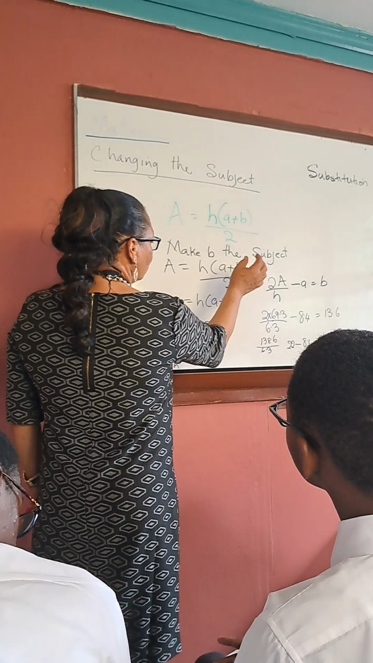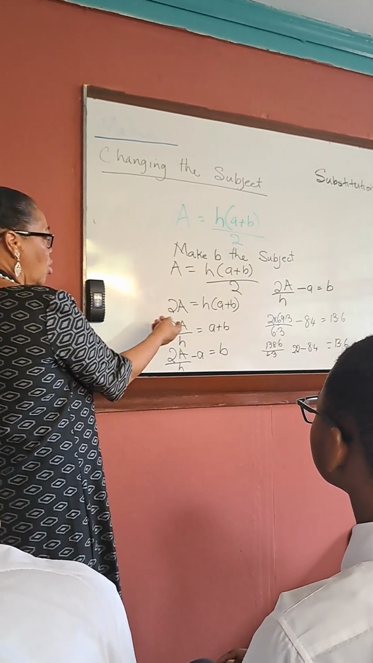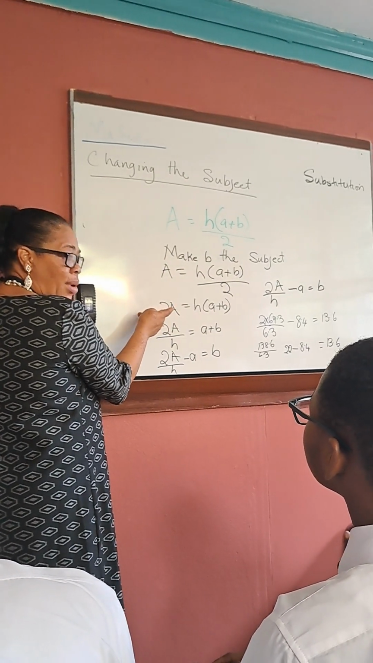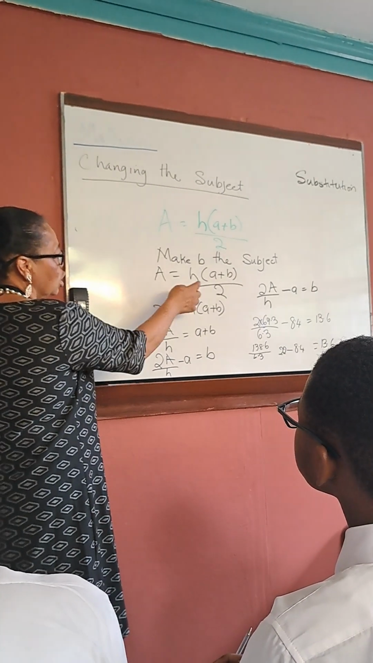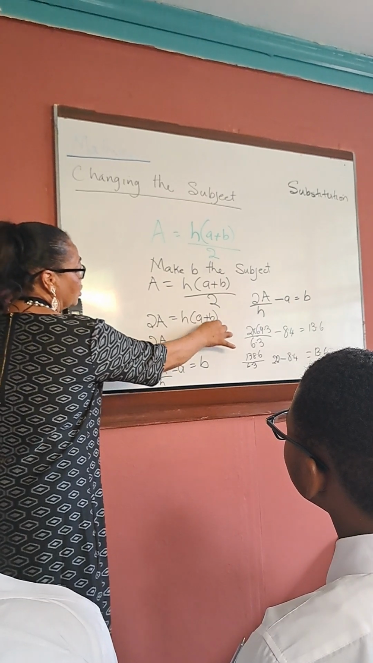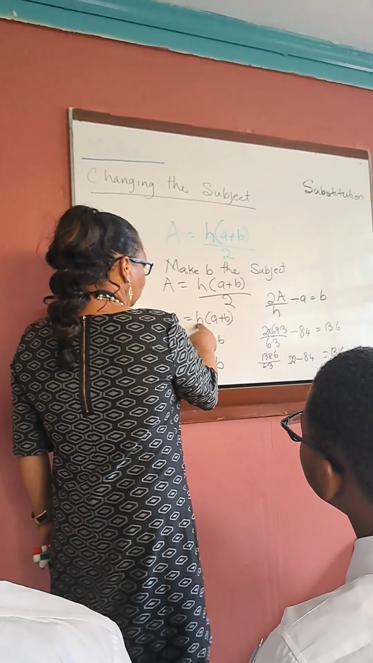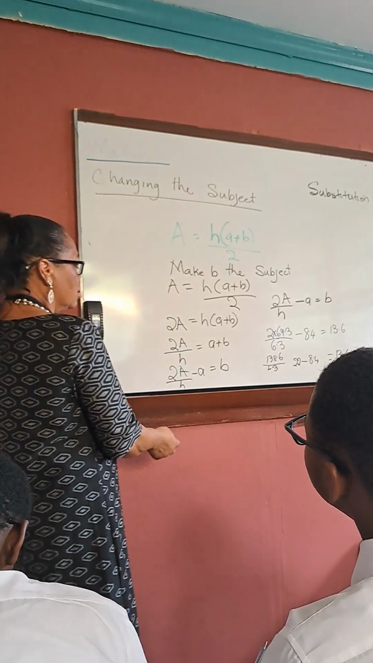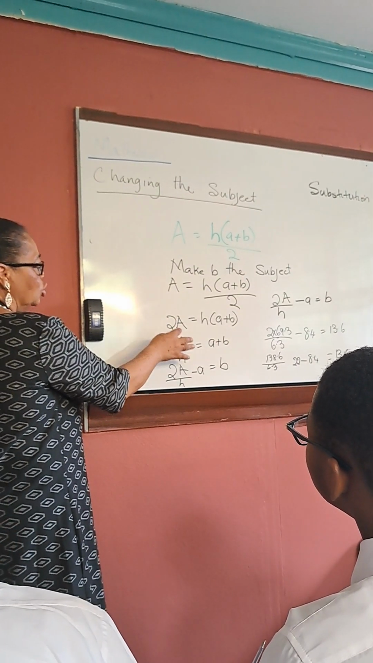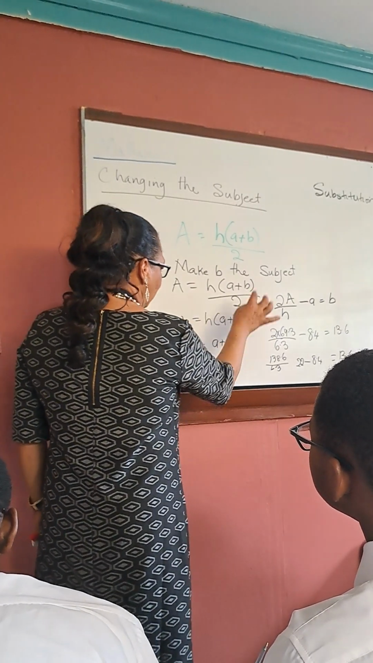So I move over 2. We are dividing by 2, so if I move it across, we're going to be multiplying by 2. It now becomes 2A equals H times A plus B. Then I go to moving over my H. I'm multiplying here, so now I'm going to divide. So 2A divided by H equals A plus B.